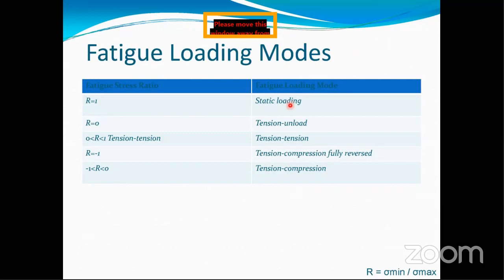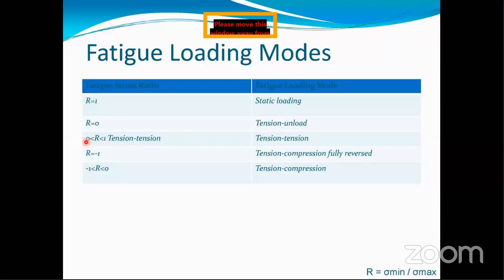That is, stress remains constant, and that is called static loading, as can be seen in whatever test we do in our labs, like testing the tensile strength of the material. And this comes under R is equal to 1, that is static loading. When R is equal to 0, that is sigma minimum is 0, it means there is only tension to 0. We are loading it, then releasing it, loading, releasing, loading, releasing. That is actually R is equal to 0.